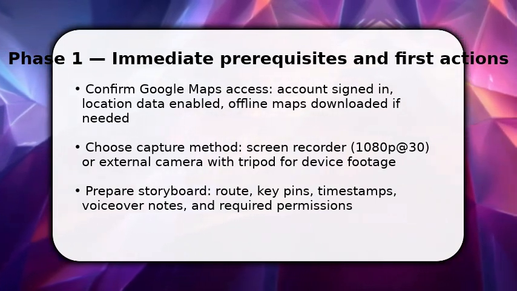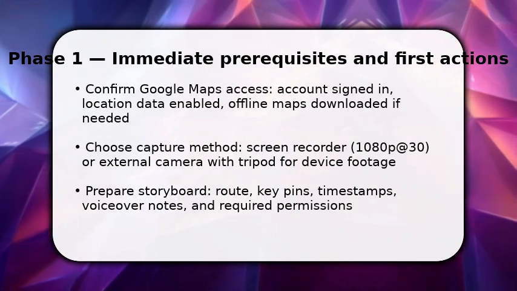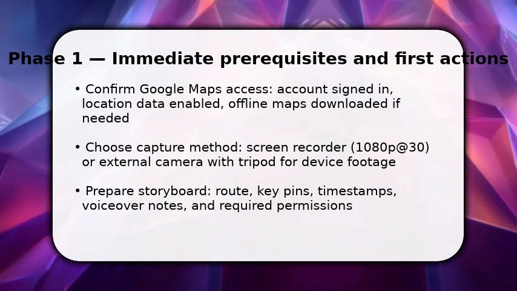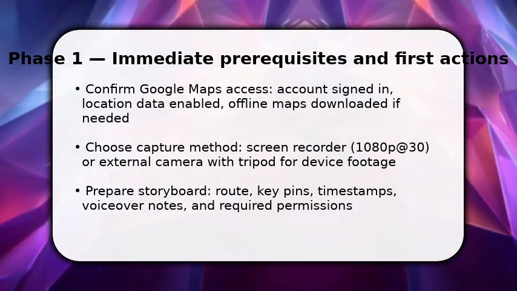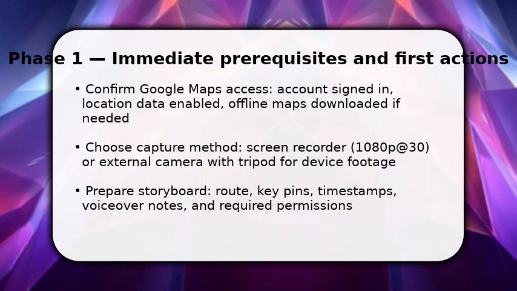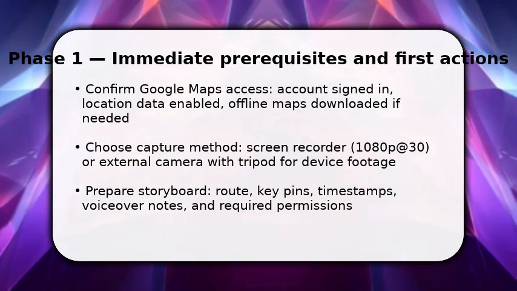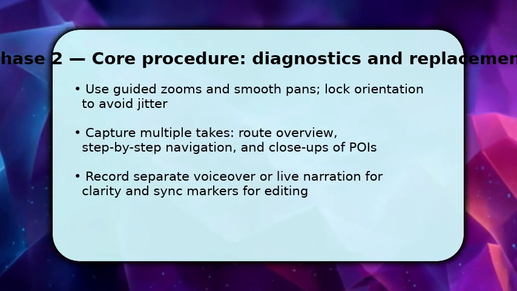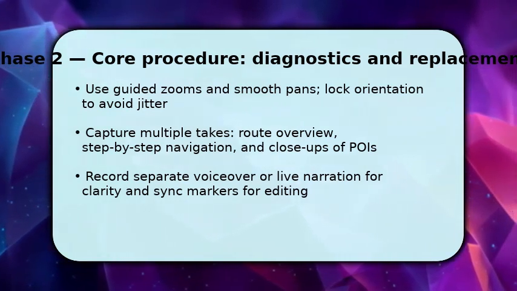Make sure to open the exact map area and clear notifications. This prevents interruptions. Now hit record on a short test clip to confirm audio levels and frame composition. Once your setup is stable, record the core map sequence with deliberate, smooth pans and controlled zooms. This keeps viewers oriented and reduces motion sickness.